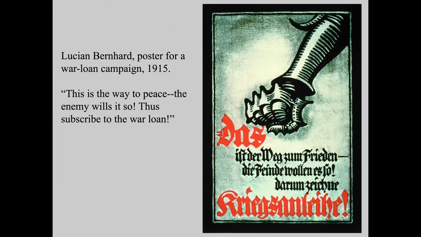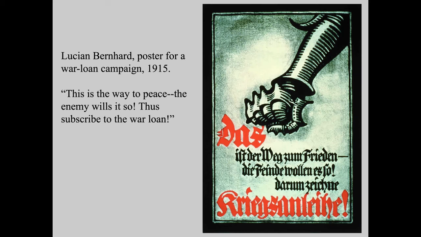So let's go back to the graphics. This is Lucian Bernhard, right? He did the matches poster. And "Das ist der Weg zum Frieden, die Feinde wollen es so." This is the way to peace. The enemy wills it so. So let's talk about the way this is working. We still have that clear imagery from Plakat, right? Minimal text, large central image, flat background, so you can decipher it very quickly.